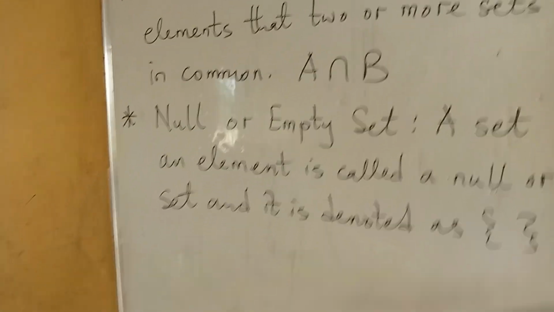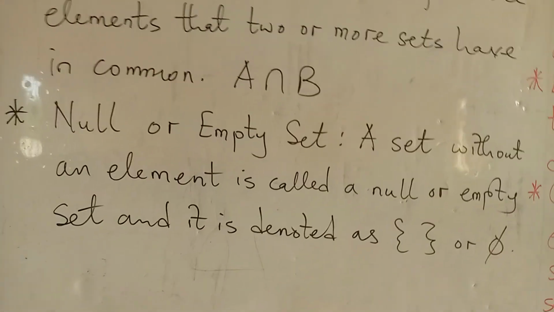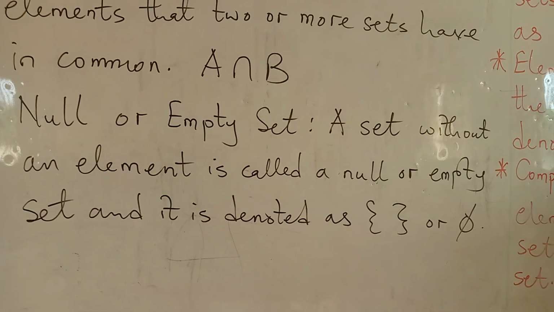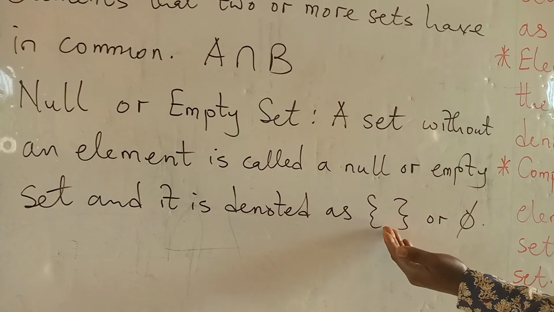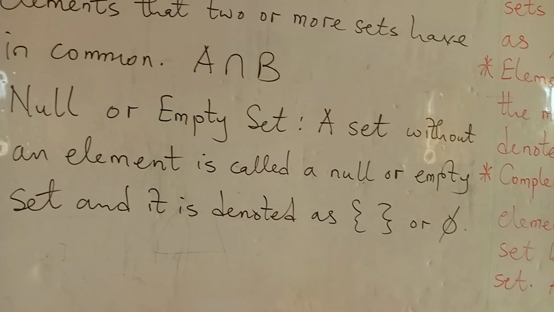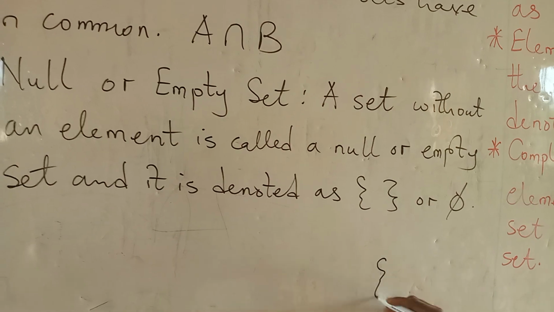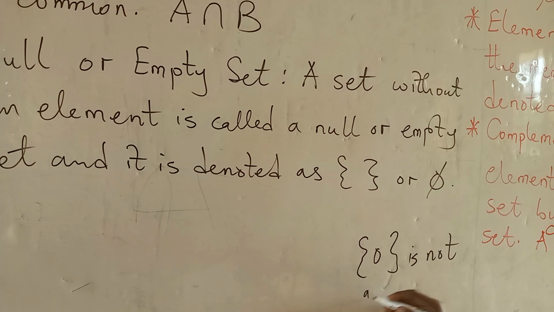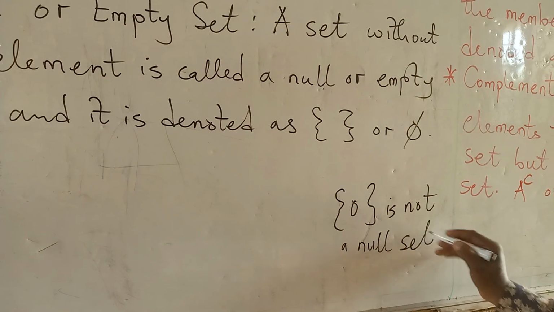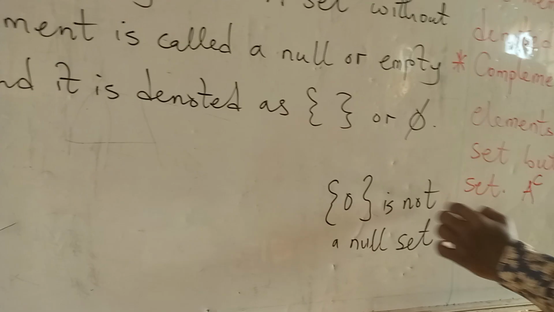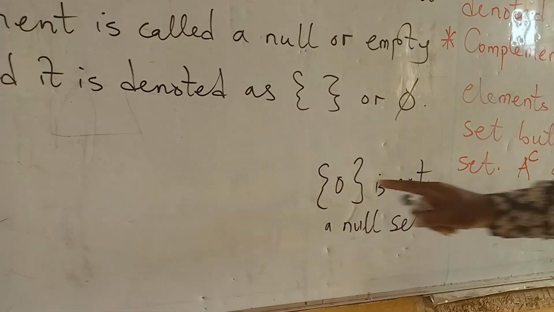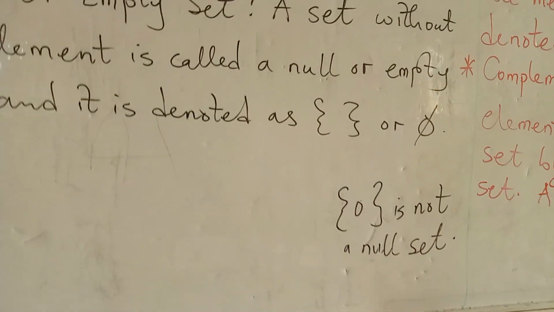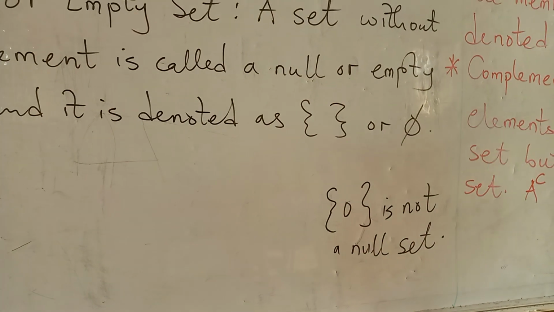We have another thing, a null or empty set. A null set is a set without an element. For example, and it is denoted like this or this. Now take note, this is not a null set. The reason is that 0 is an element. This set has an element which is 0. So it therefore means that it is not a null set.